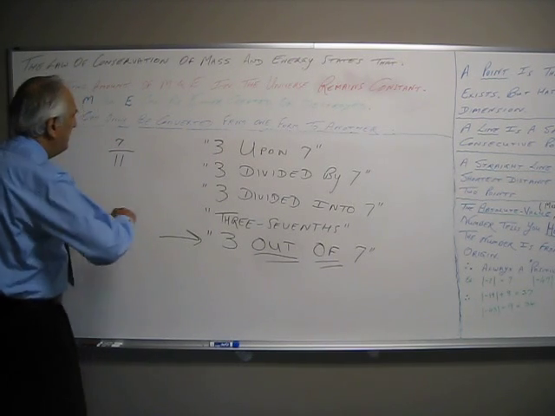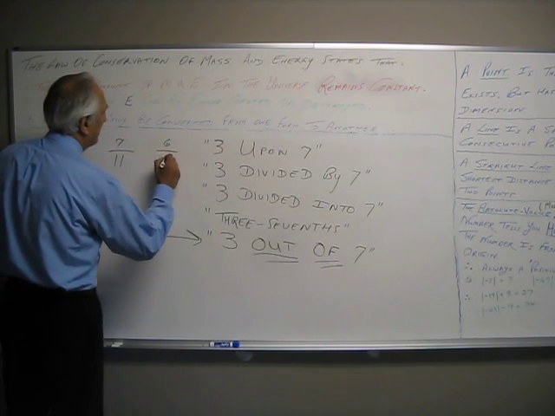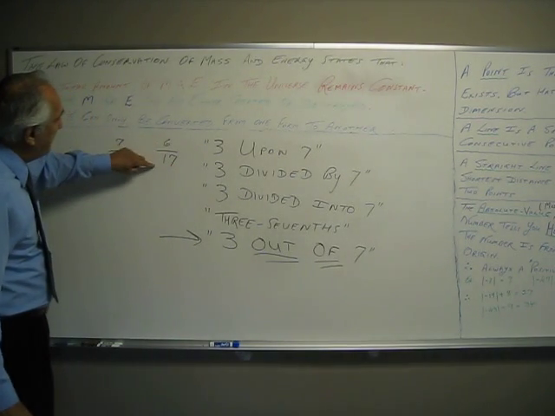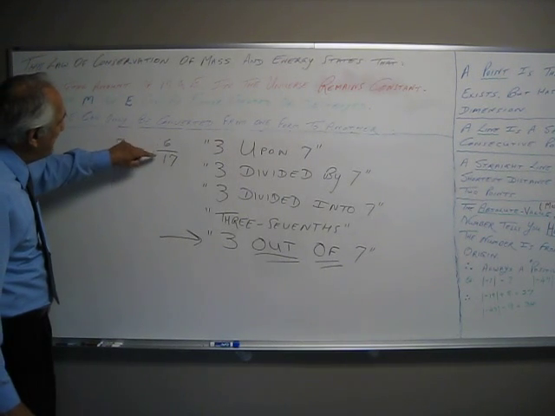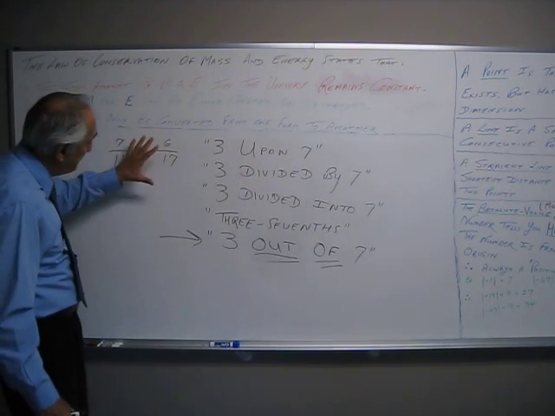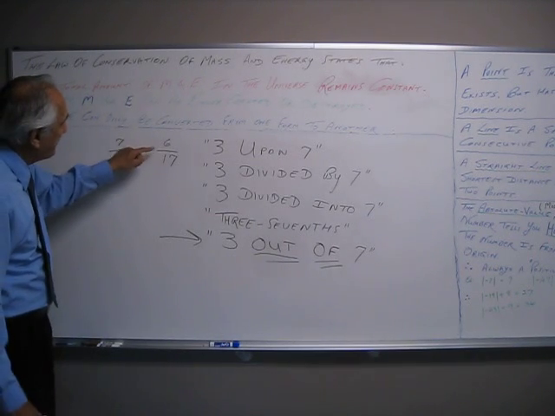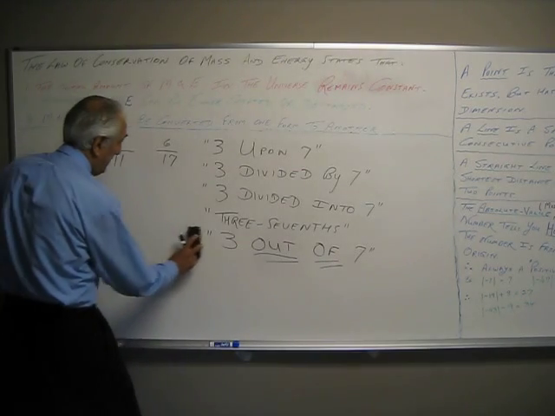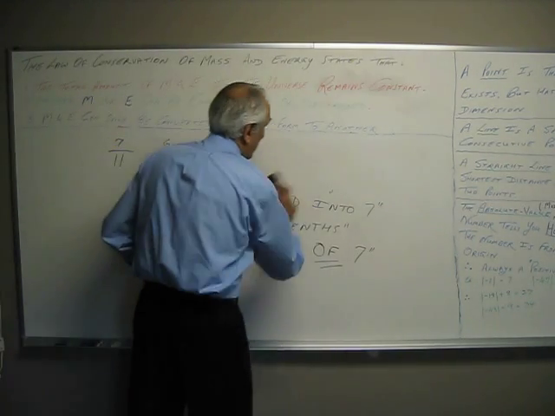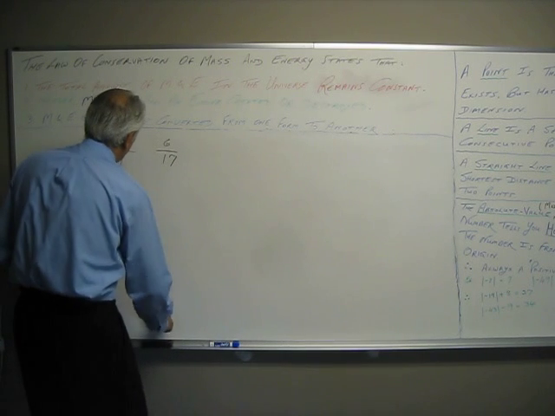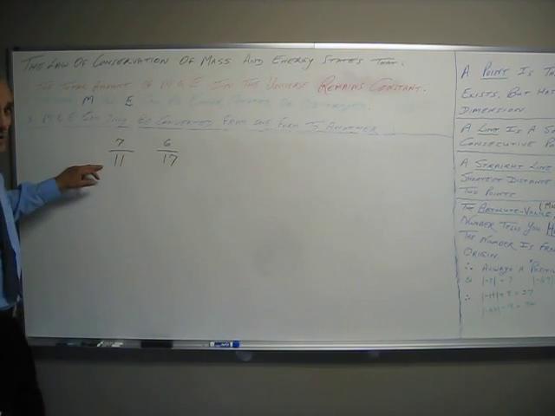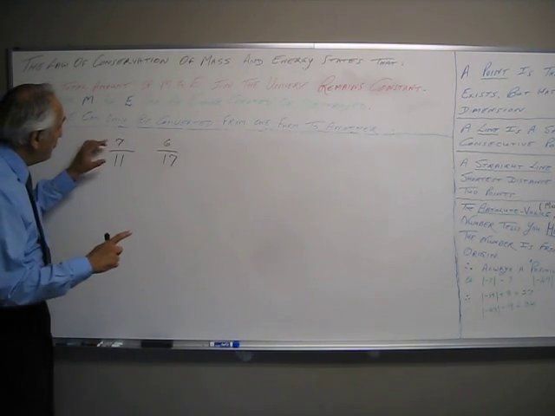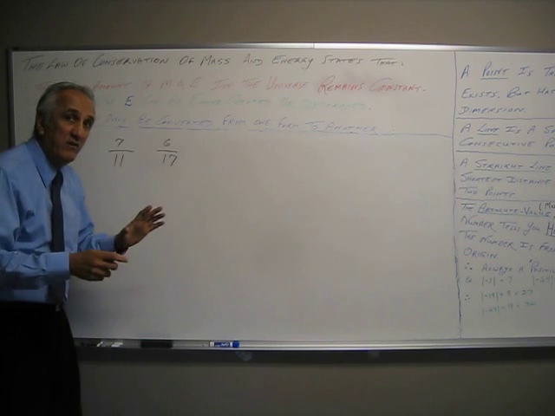One final example. 6 upon 17, 6 divided by 17, 6 divided into 17, or 6/17, or the best way, 6 out of 17. Remember this out of format. Now, let's take a quick look. If I give you 7 out of 11 objects, I'm not giving you the full 11 out of 11. Is that correct? I'm not giving you all 11, I'm only giving you 7 out of 11.